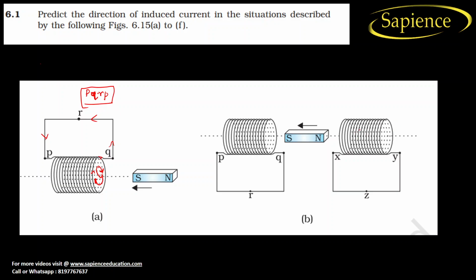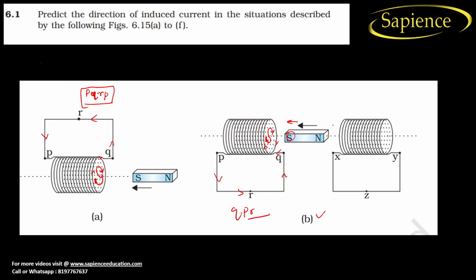Now let's check part B. Part B is that when it is approaching near, it is south, so definitely it will also behave as a south pole. If it behaves as a south pole, then on this side it will behave as a north pole. If you observe it, the current is going like this, right? So from here we can say that this is from QPR, QPR, right? So this way we can see that.